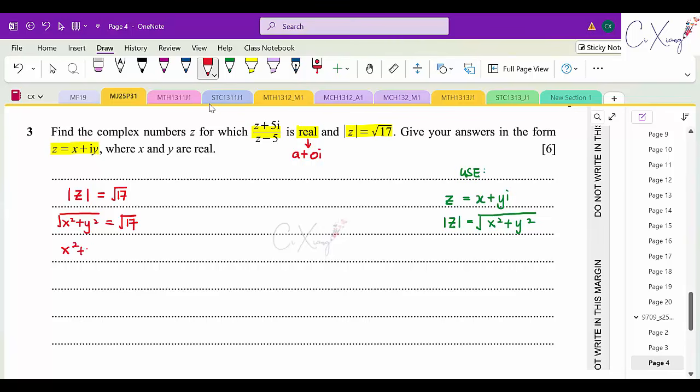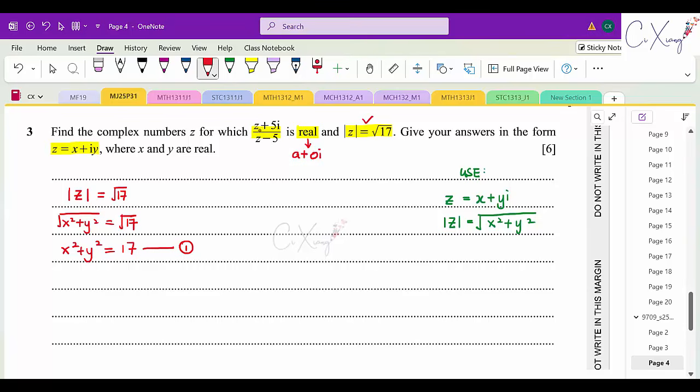And from here, I form the first equation, x squared plus y squared equals 17. Okay, I have done with the first equation from the information given. Then let's continue to the second equation. To form the second equation, I want to use this one.